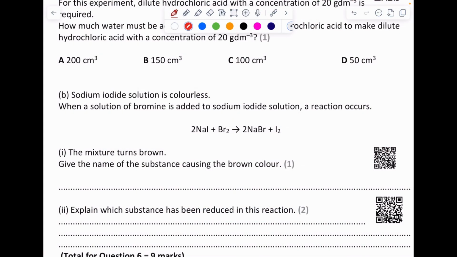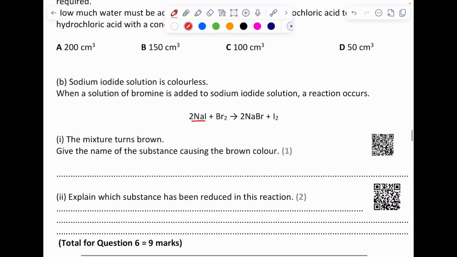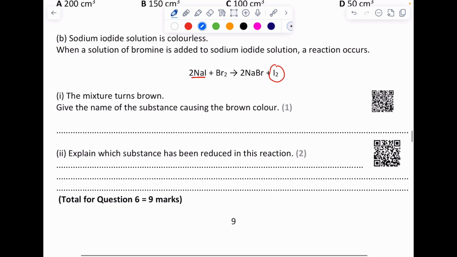Okay, in part B, sodium iodide solution is colourless. So this one here is colourless. When the solution of bromine is added, a reaction occurs. The mixture turns brown. So the chemical that's causing it to turn brown is this one. It's the iodine that is being released. Make sure this is not iodide anymore because it's now a molecule. It's not iodide anymore, it's iodine. So iodine is formed and that's why it goes brown.